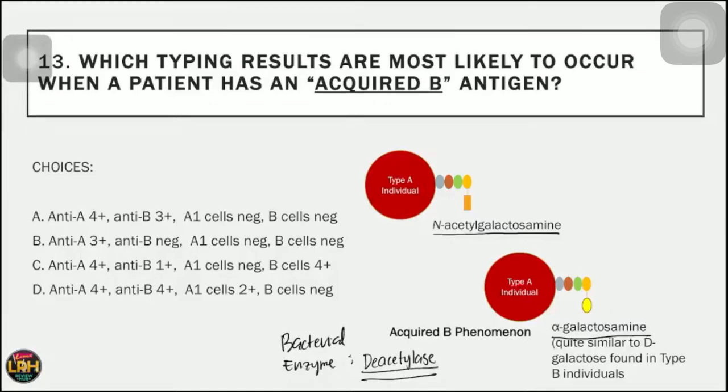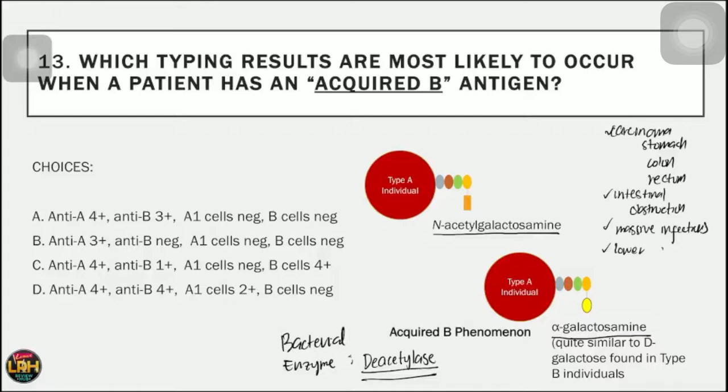This phenomenon is associated with the conditions such as carcinoma of stomach, colon, or rectum, also intestinal obstruction, massive infection, lower gastrointestinal tract infection, and also septicemia, which are attributed to Proteus vulgaris.